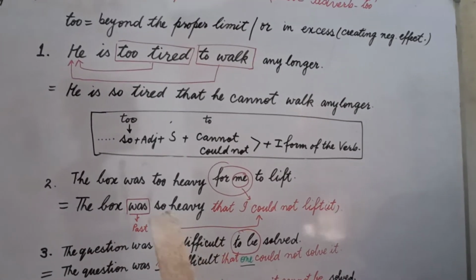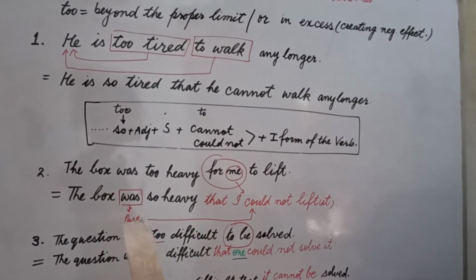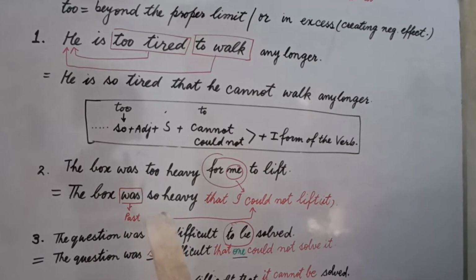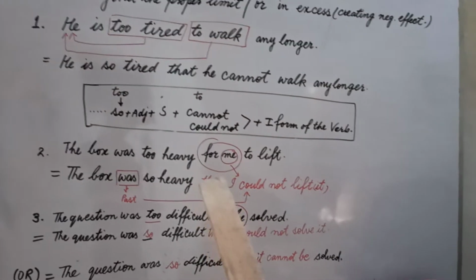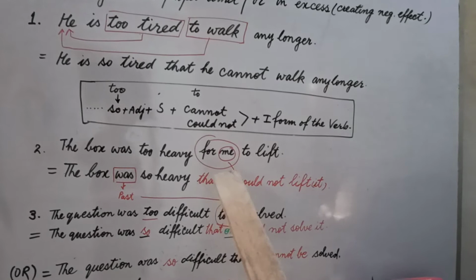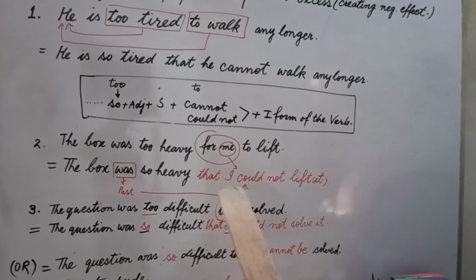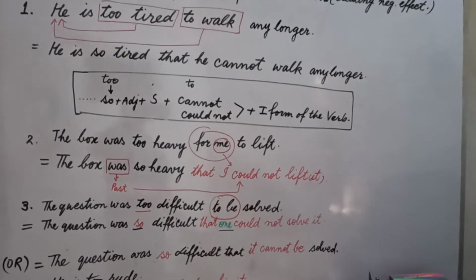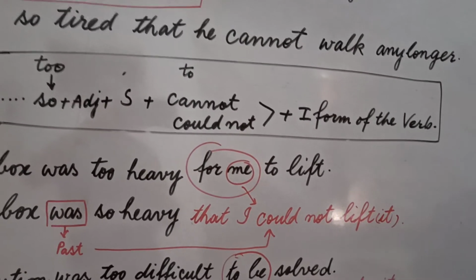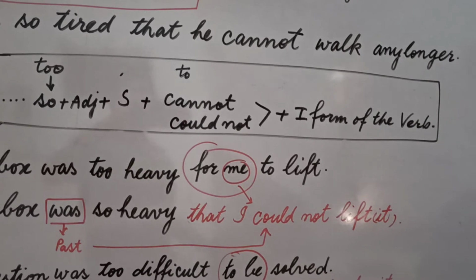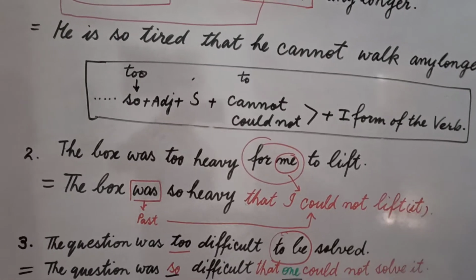Let's see what we should do in this. We will write, the box was too heavy. The box was so heavy. We change "too" into "so". Whenever you have for me, for him, for them, for us, it means "for" plus object. We change it into "that" plus subject. Suppose you are given "for him", then you will write "that he". If you have "for them", you will write "that they". If you have "for her", then you will write "that she".